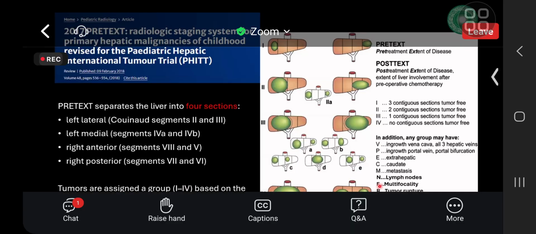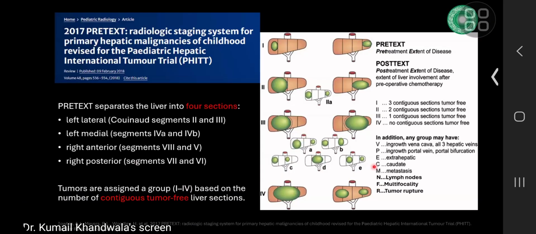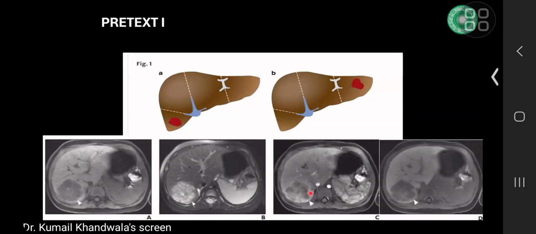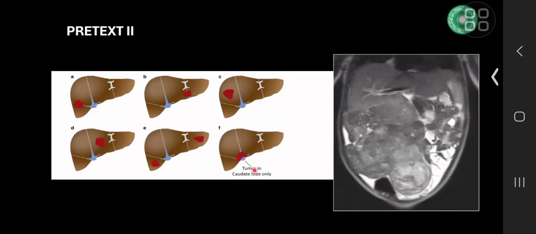Let's look at some examples of PRETEXT staging. So as I mentioned, PRETEXT 1 is when the lesion is located in one section. In this case, it was the right posterior section, and 3 adjacent contiguous sections are tumor-free. PRETEXT 2 is, in this case, the lesion is involving the right anterior and posterior sections, and the left medial and the left lateral sections. 2 contiguous sections are tumor-free, so it is a PRETEXT 2 lesion. Additionally, a tumor limited to the caudate lobe also makes it PRETEXT 2.